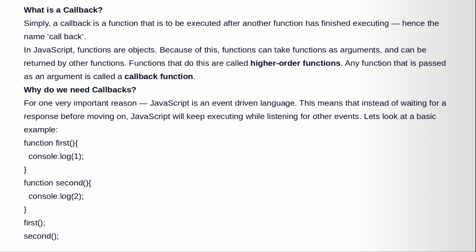So what is a callback? Simply, a callback is a function that is to be executed after another function has finished executing, hence the name callback. In JavaScript, functions are objects. Because of this, functions can take functions as arguments and can be returned by other functions. Functions that do this are called higher order functions. Any function that is passed as an argument is called a callback function.